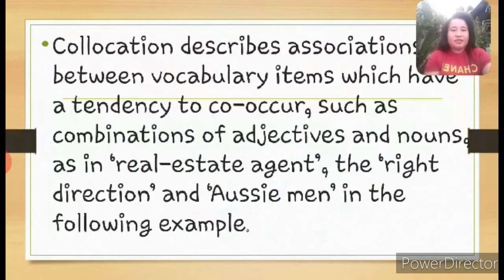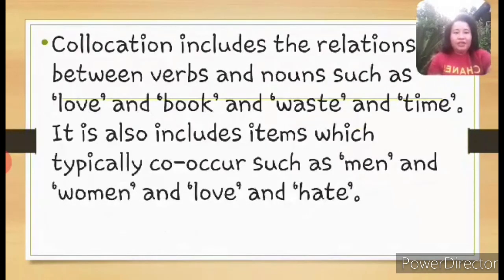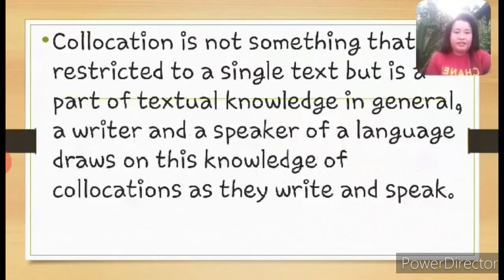Collocation describes associations between vocabulary items which have a tendency to co-occur, such as combinations of adjectives and nouns, as in real estate agent and the right direction. Collocation includes relationships between verbs and nouns, such as love a book and waste time. It also includes items which typically co-occur, such as men and women and love and hate.